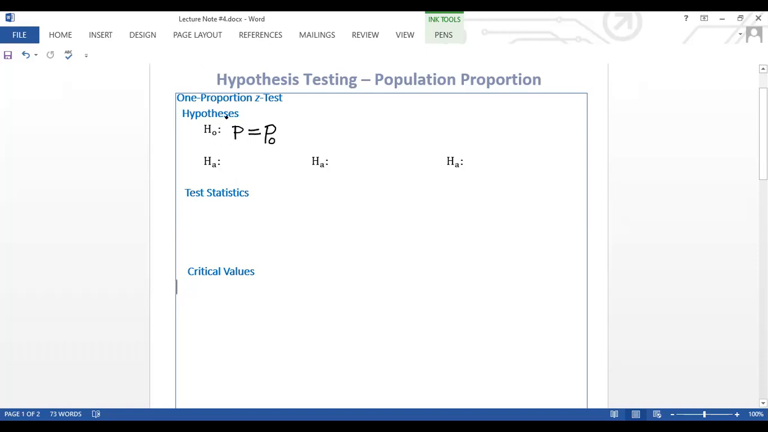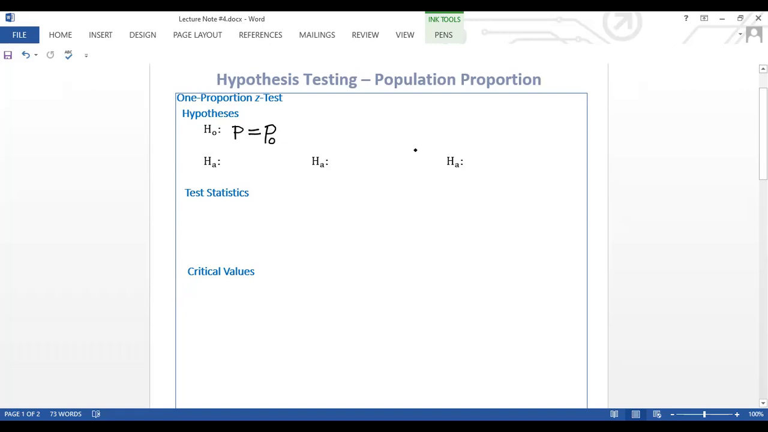Now, your alternative hypothesis, remember, is what we call the researcher hypothesis. It's the hypothesis you want to test because you don't believe the claim. So if I say 35% of the population are smokers, the P0 is 0.35. If you don't believe it, you want to test whether the smoker proportion is equal to 0.35 or not.